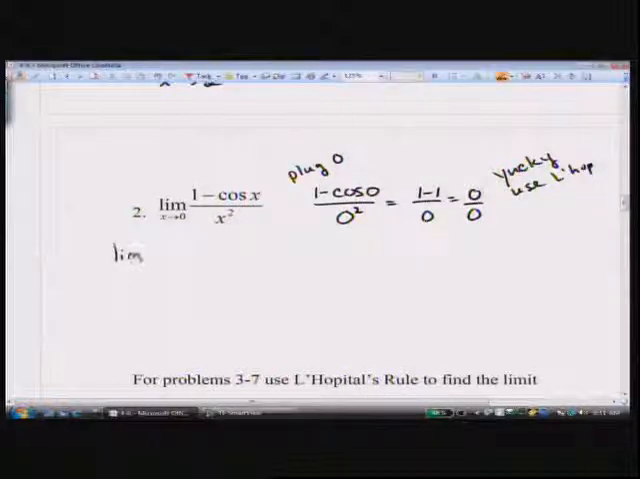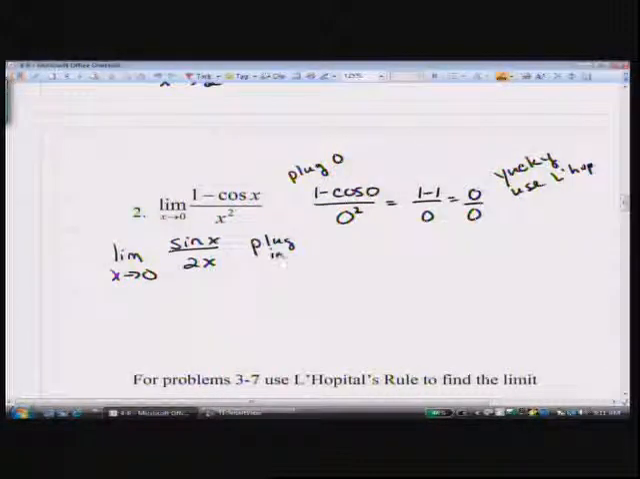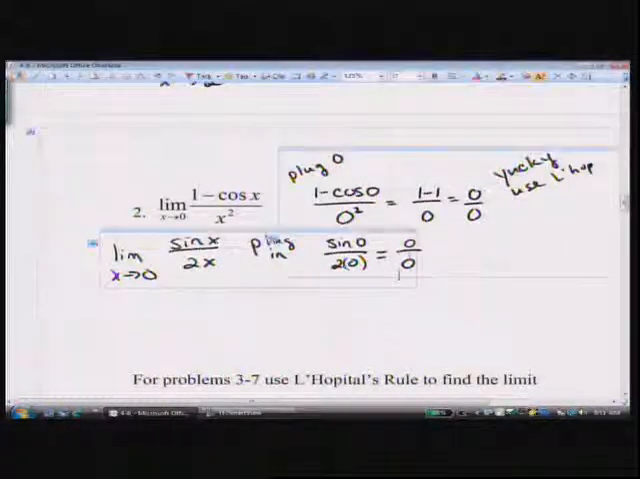So L'Hopital's rule tells us that the limit of this function is going to be the same as the limit of the derivative over the derivative. So what is the derivative of 1 minus cosine x? Sine x. It's going to be positive sine x, yes. Over 2x, right? Now, what happens when we plug in? Well, we're going to get the sine of 0 over 2 times 0. The sine of 0 is still 0, and then that's 0. So we're still yucky, right?